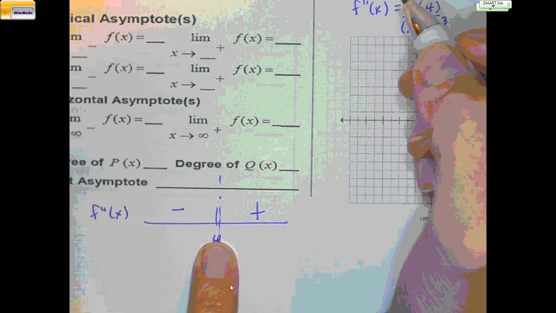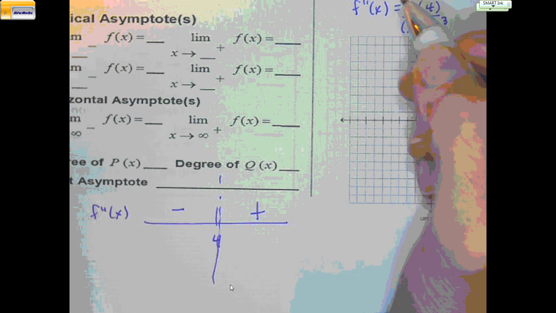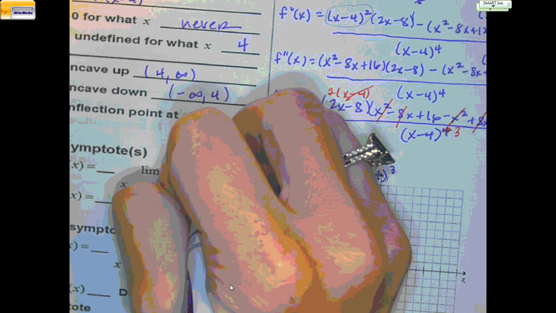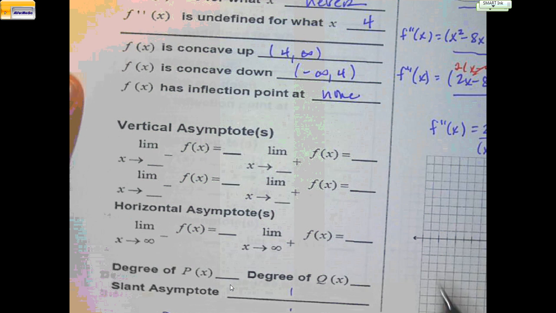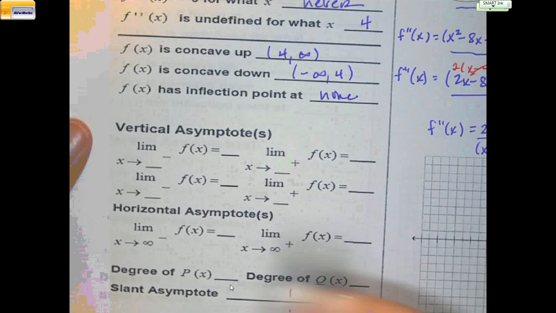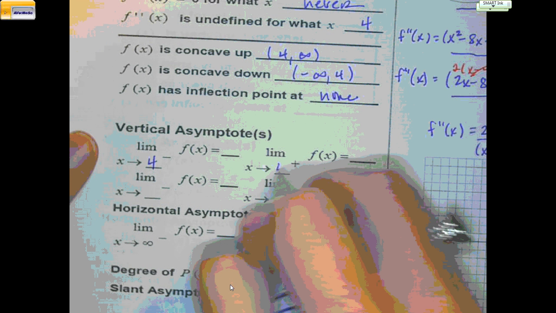How about point of inflection? Why none? The concavity changed. It's undefined. There's an asymptote there. There's not a point there, so we say none. Speaking of asymptotes, that's our next question. Vertical asymptote. We only have one of them, and it's at 4. So we can cross the second one out.